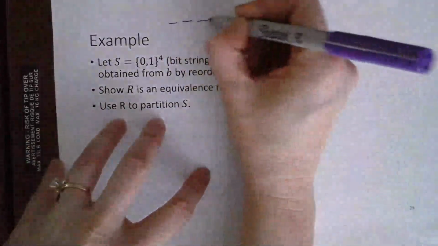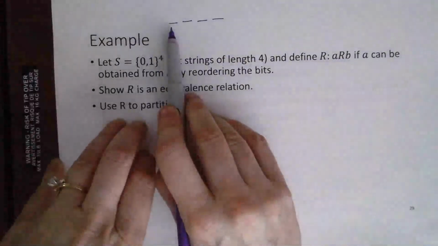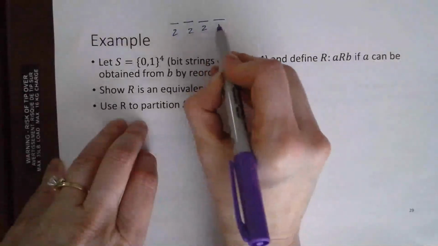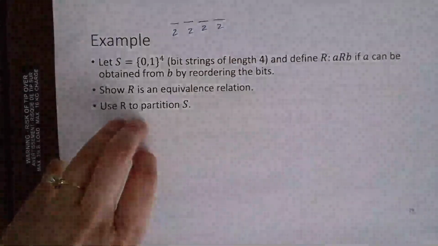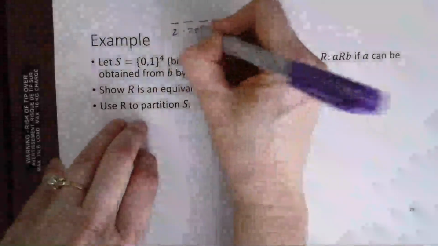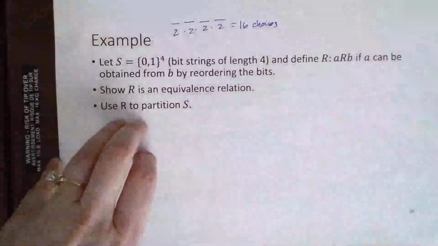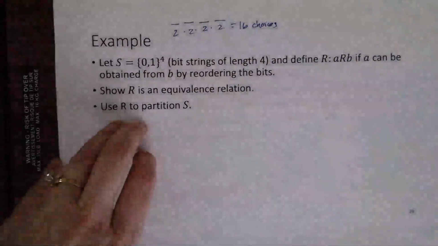More than 8. So I've got 4 slots. How many choices do I have here? 2 choices here, 2 choices here. Okay, so what do I do with all those numbers? Yeah, so I've got to multiply them. There's like 16 choices, right? So I've got 16 different bit strings.